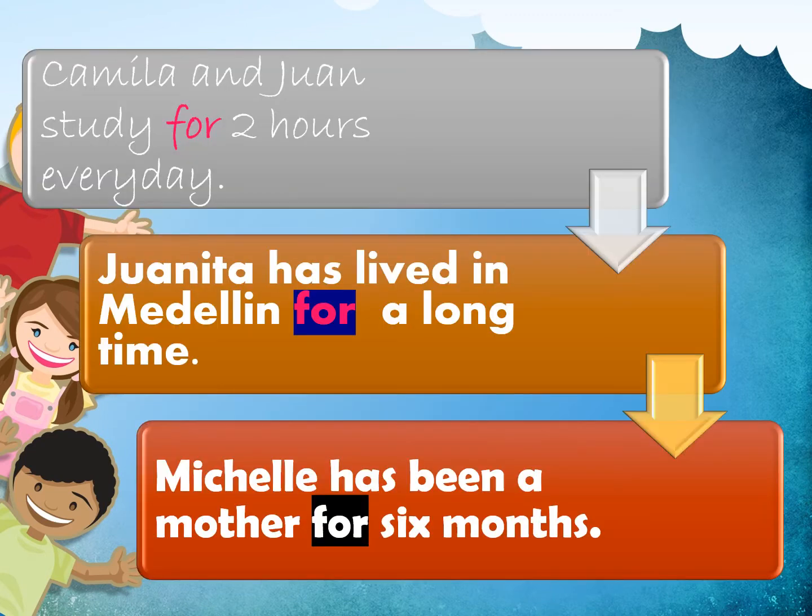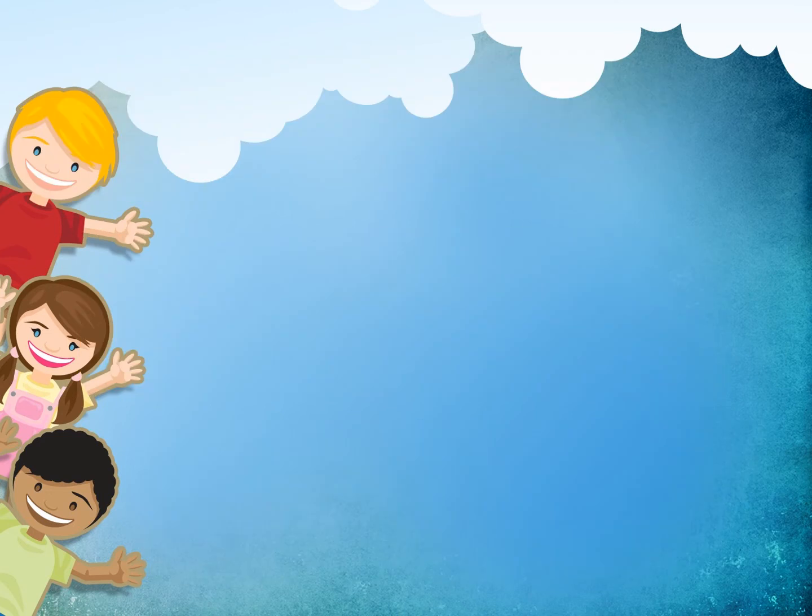Number one, let's read together. Camila and Juan study for 2 hours every day. Next we have: Juanita has lived in Medellin for a long time. So this is the duration of time, right? And then we have also: Michelle has been a mother for 6 months now. So 6 months, we have the time 6 months. So these are other examples of the word for, for you to understand it well, okay?